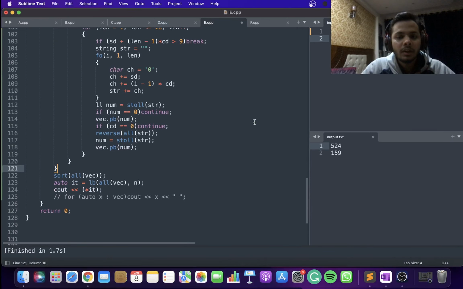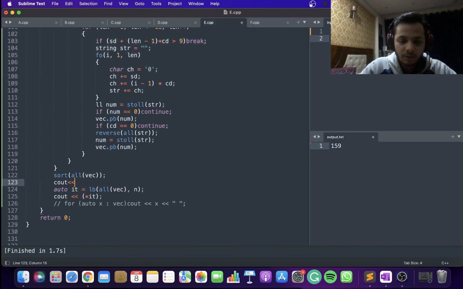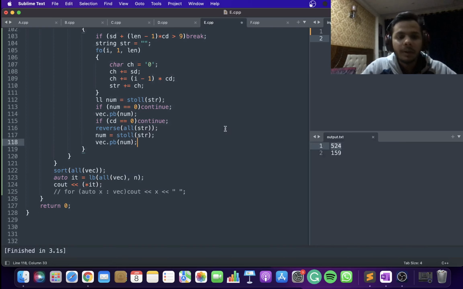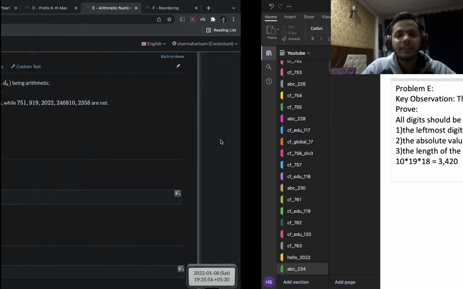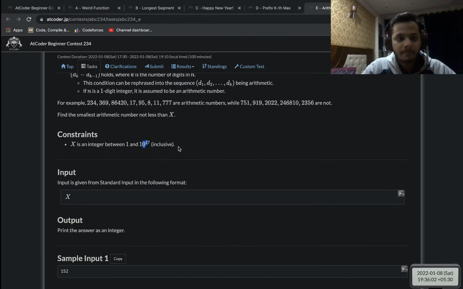So this is the code, and first of all, let me show you the actual number of arithmetic numbers. If we output the size of the vector in which I am storing all the arithmetic numbers, you will realize the actual amount of numbers is really small. It is just 524, as you can see. So the number 3000 that we came up with is just a very, very rough upper bound, but it works for us to prove that we can actually generate all of them.